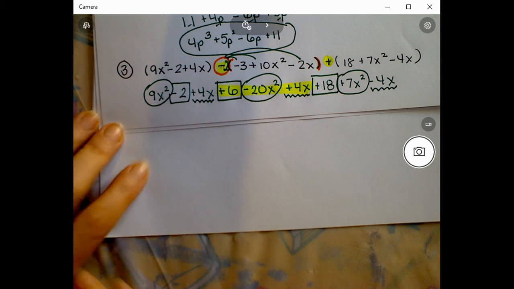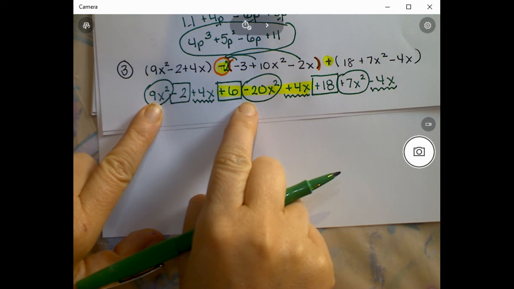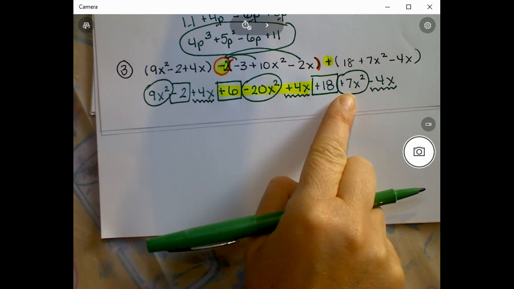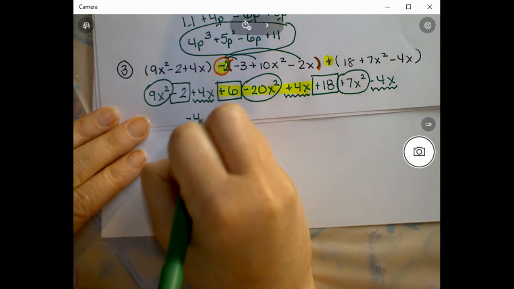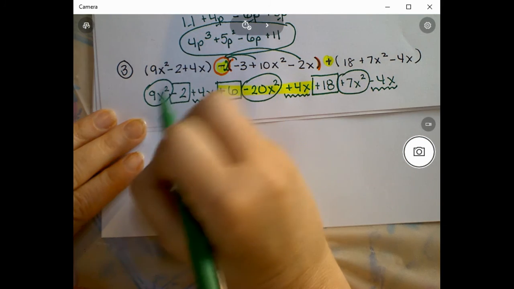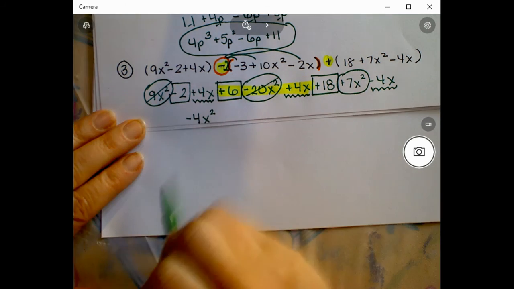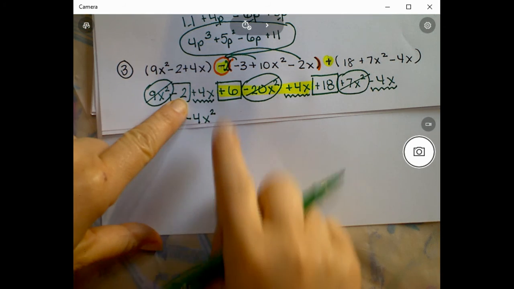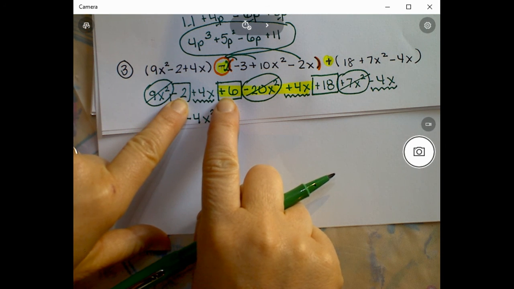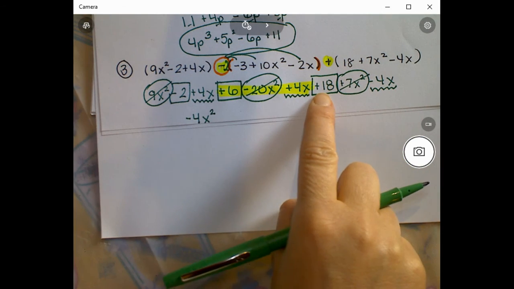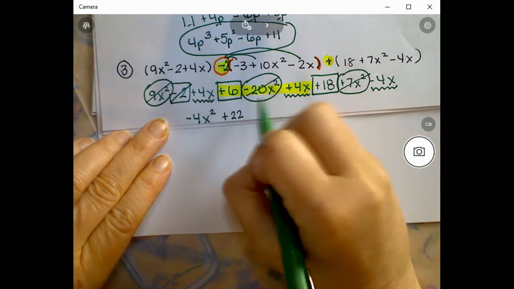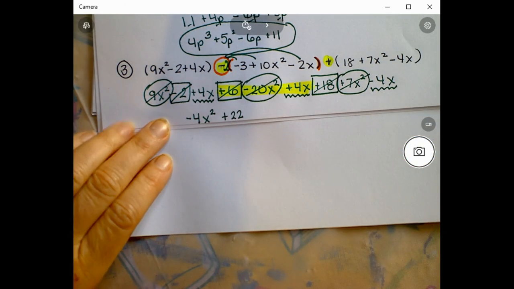So we're going to start combining like terms. 9x squared minus 20x squared will be negative 11. And then negative 11 plus 7 will be negative 4x squared. Okay, so we just combine 9x squared minus 20x squared plus 7x squared. On to the constants. Negative 2 plus 6 is 4. 4 plus 18 is 22. So we did negative 2 plus 6 plus 18.